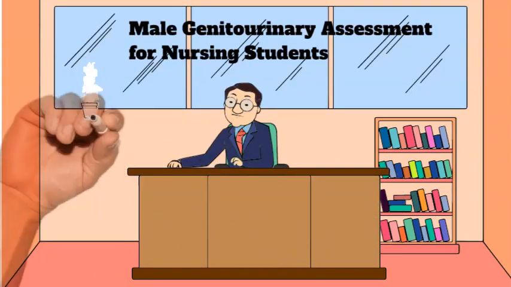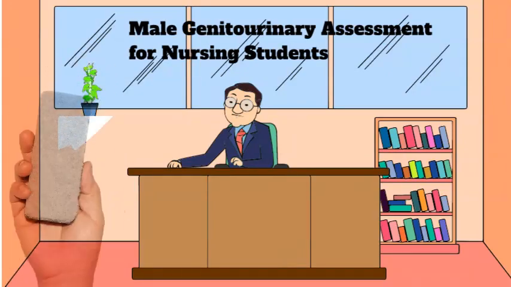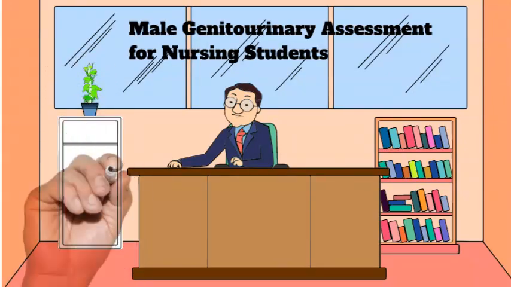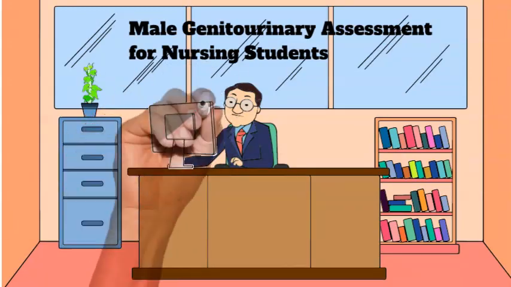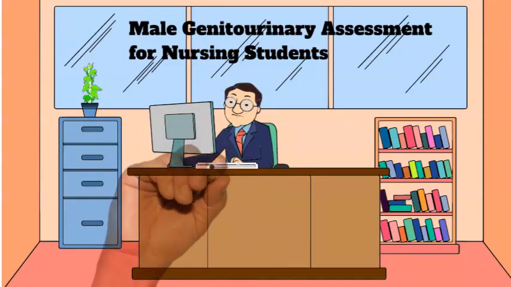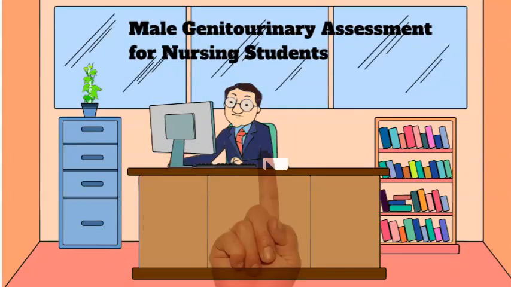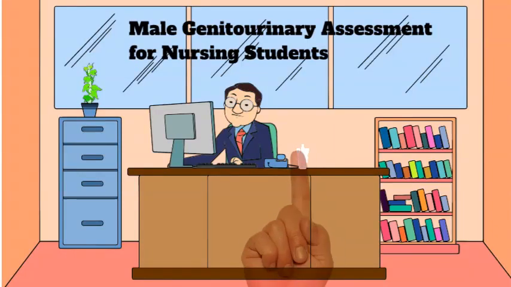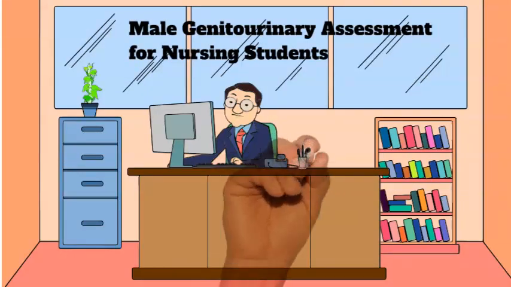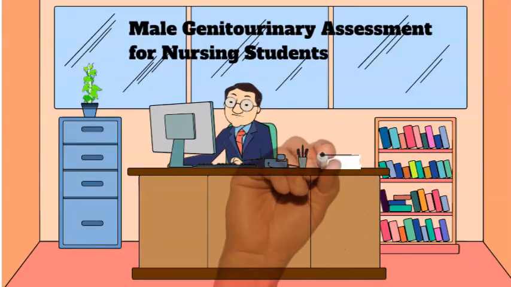In this presentation, we will cover the anatomy and physiology of the penis, scrotum, testes, prostate, and urinary system. We will also discuss developmental competence and factors to consider for different age groups. Lastly, we will explore the normal and abnormal findings during the objective assessment of the male genitourinary system, separated by the penis, scrotum, and inguinal area.